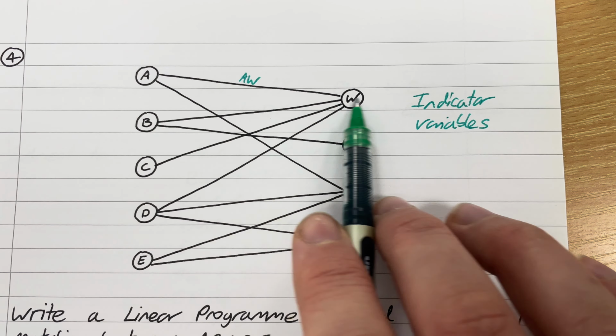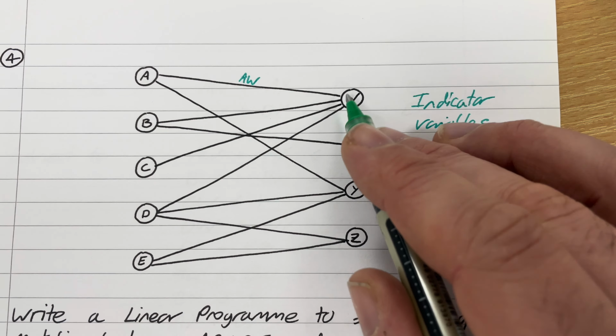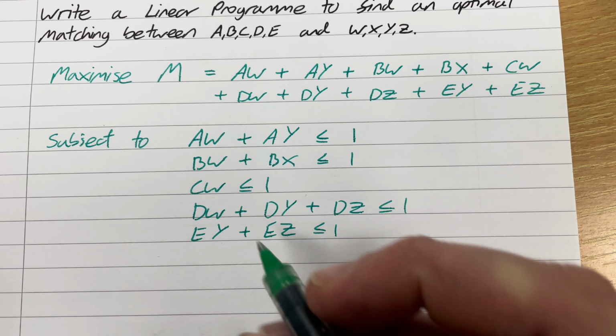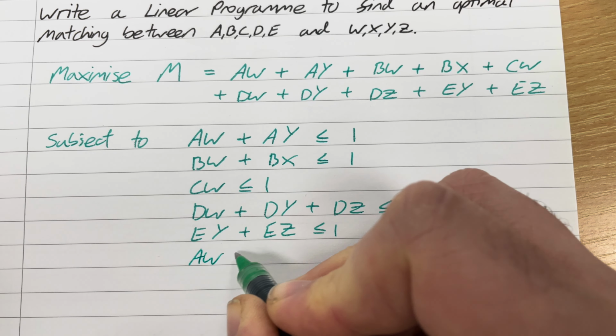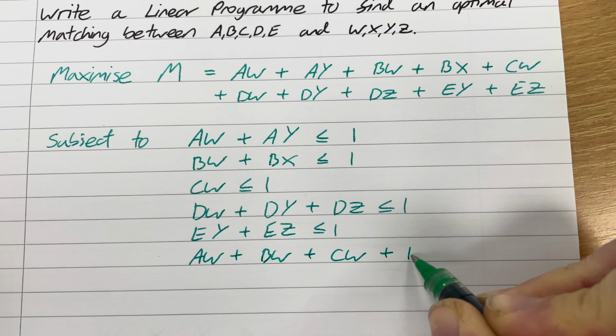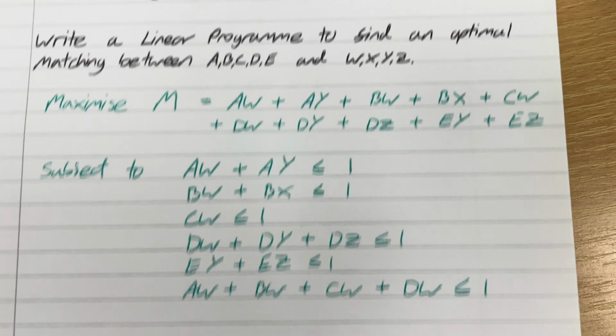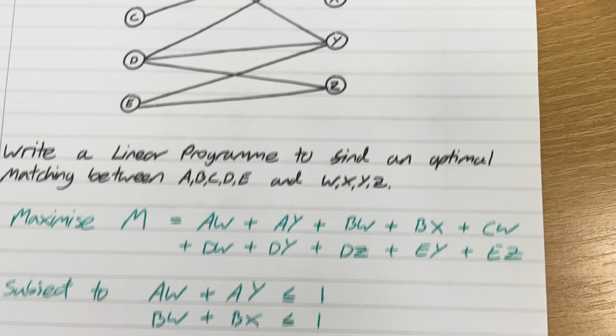So we don't want A and D both assigned to W, so we only need one of these 4 arcs. So we also need the constraint AW plus BW plus CW plus DW is less than or equal to 1. That will ensure that not more than one person is assigned job W. And then we repeat that for the other 3 job nodes.